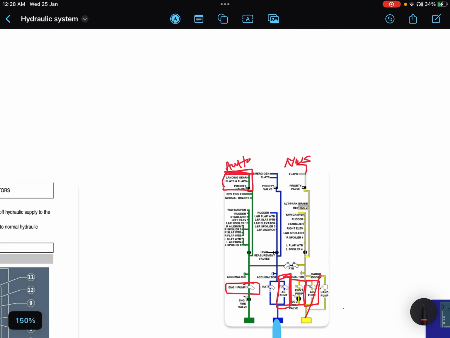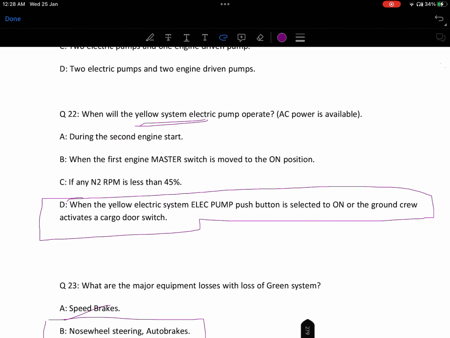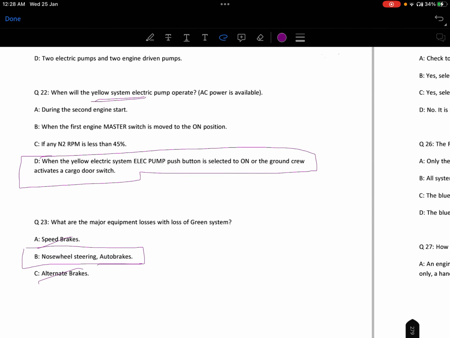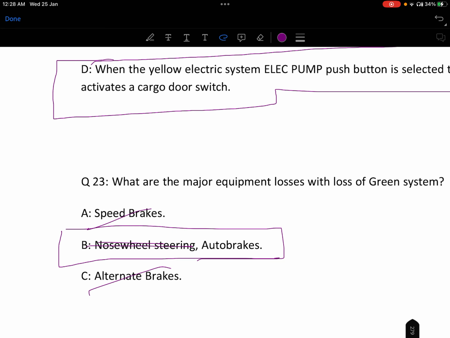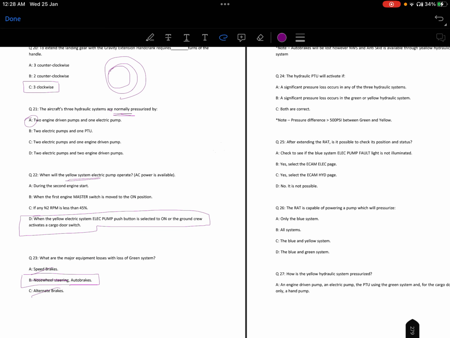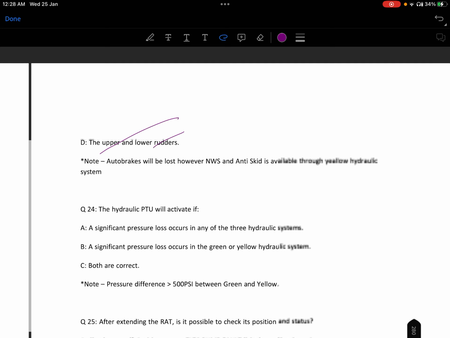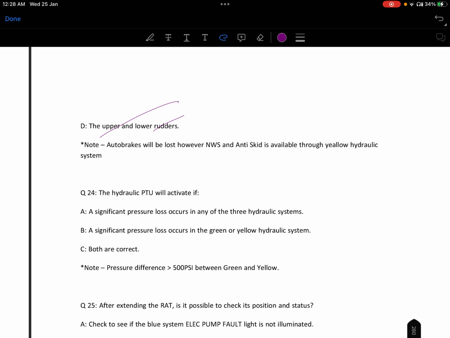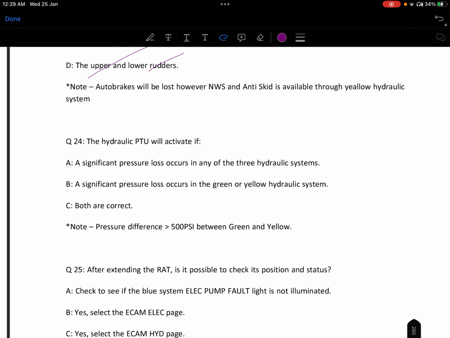Okay, so nose wheel steering, landing gear, and auto braking. Auto braking is with this system only, green system is with this system, but nowadays nose wheel steering is with yellow system in new aircrafts. So option Bravo is correct, but nose wheel steering should not be there.